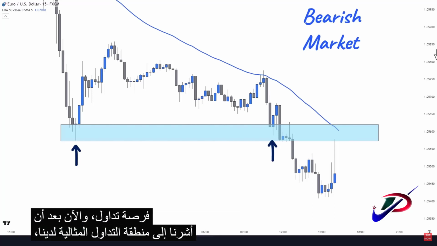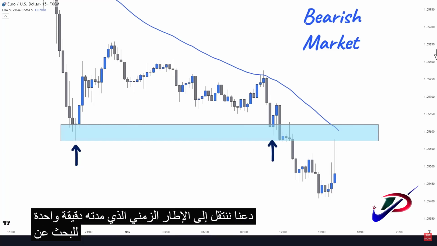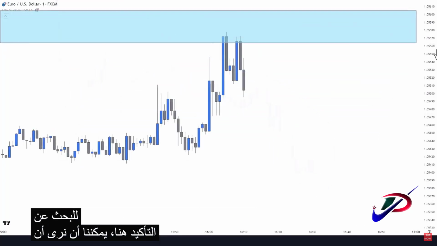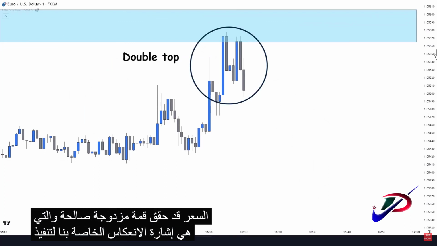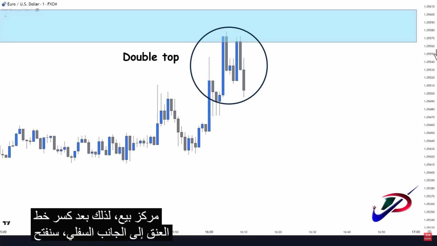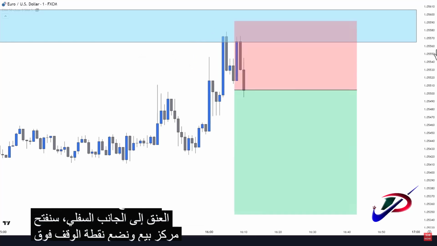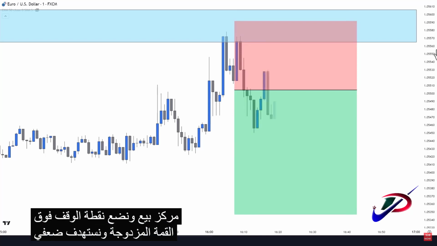So now that we have pointed out our optimal trading zone, let's drop to the 1-minute time frame to look for confirmation. Here, we can see that the price has made a valid double top, which is our reversal signal to execute a short position. So, after breaking the neckline to the downside, we will open a short position, put the stop above the double top and target 2 times our risk.